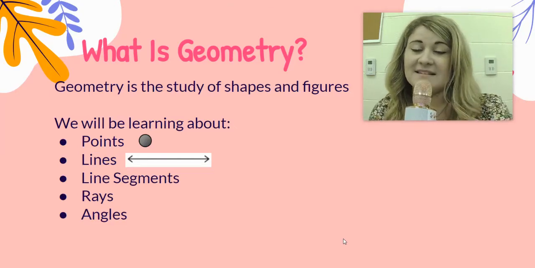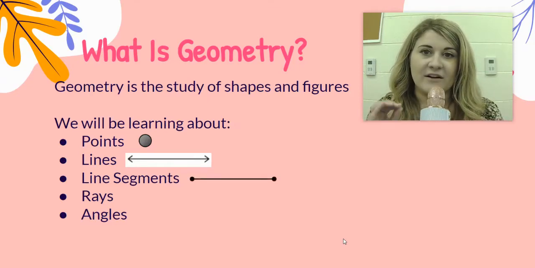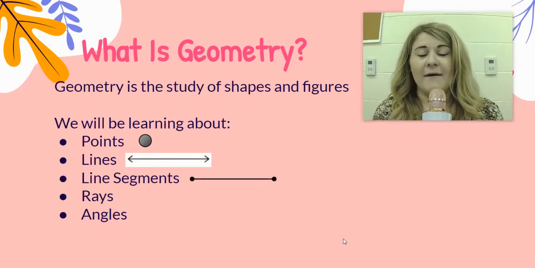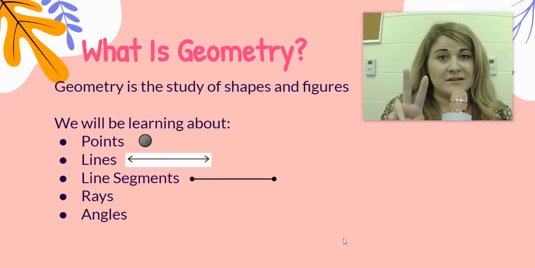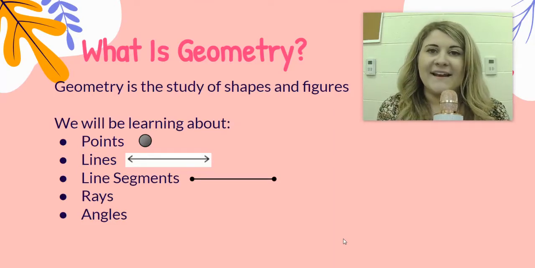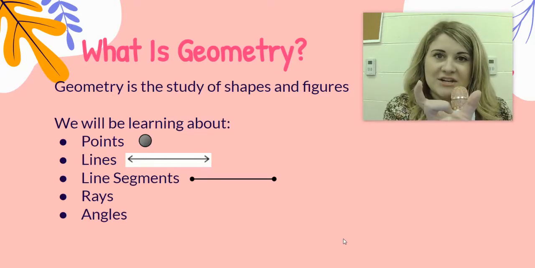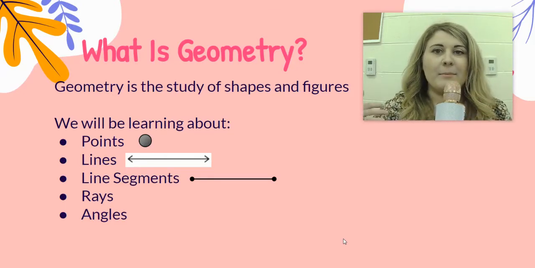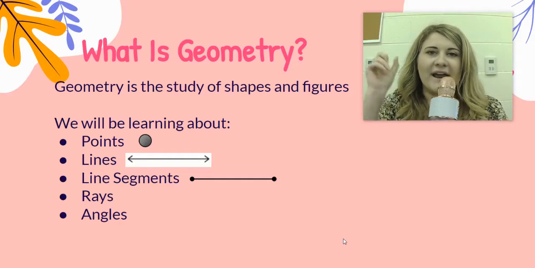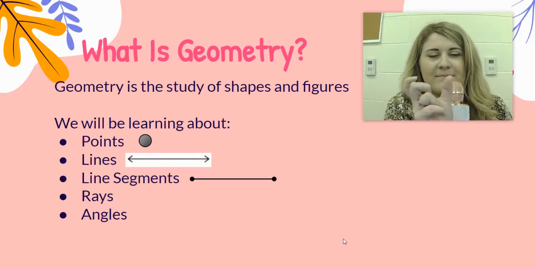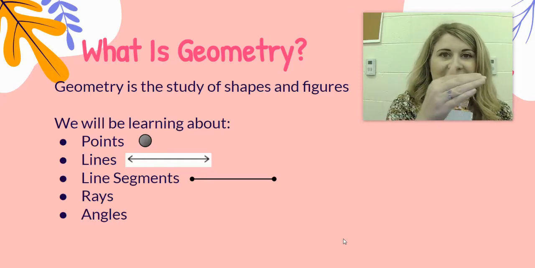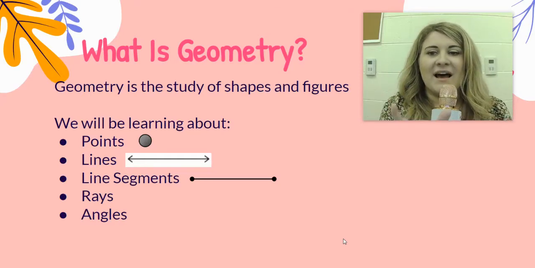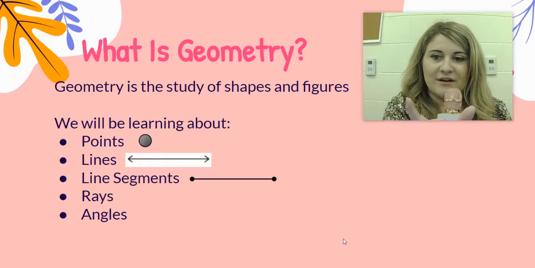Next, we have a line segment. A line segment is very similar to a line. The difference here is that instead of 2 arrows at the end, it has 2 endpoints. That's because a line segment is a section of a line. So on our big line, we have little sections, maybe between 2 numbers. Between the numbers 2 and 3, we could have 2 points and a little line segment in between. A line segment is a section of a line.